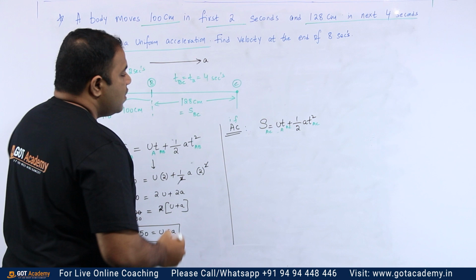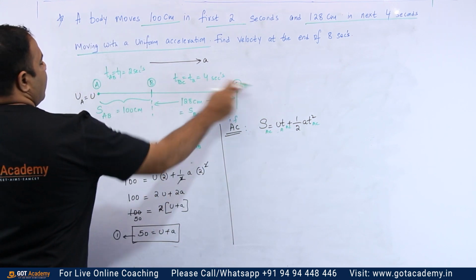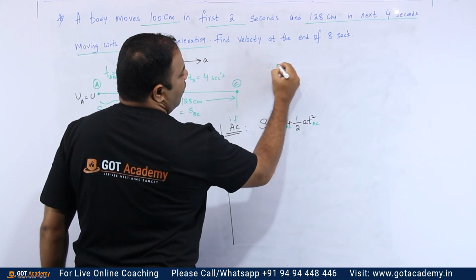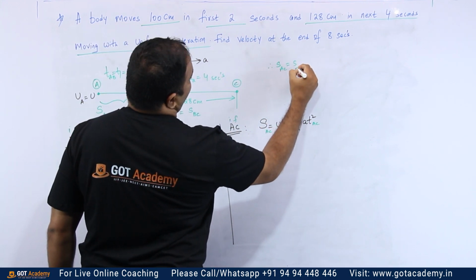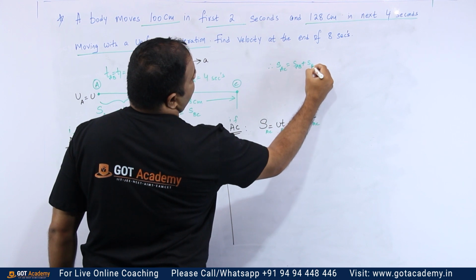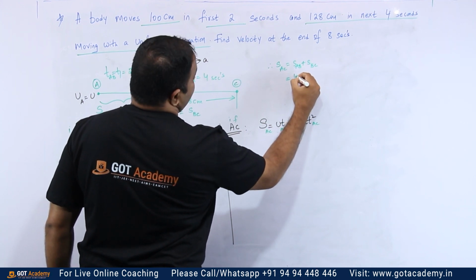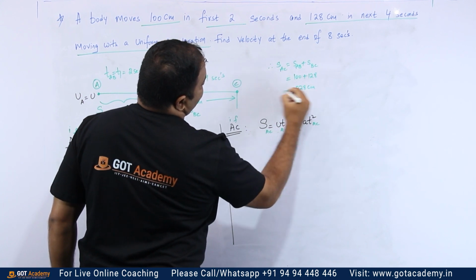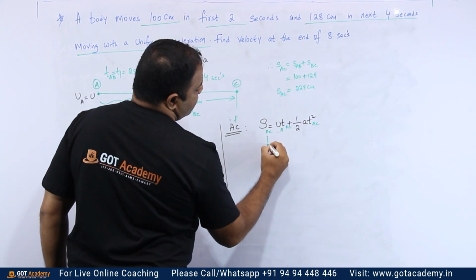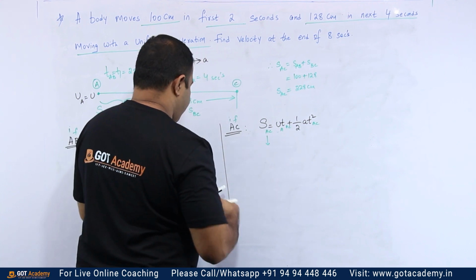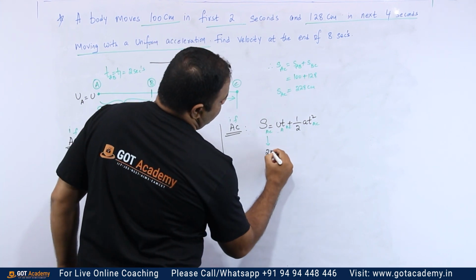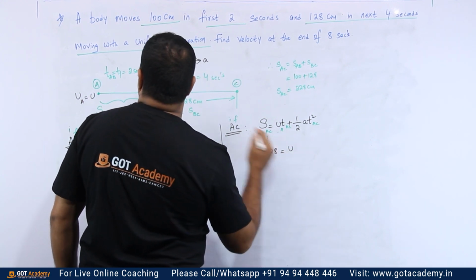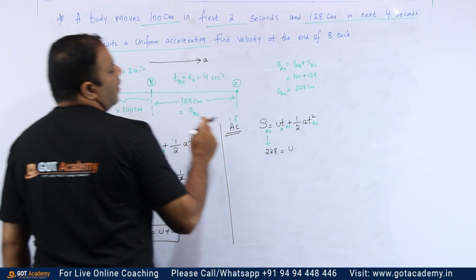Now, what is the distance from A to C? Just look at the figure. From A to B it is 100 and B to C it is 128. So therefore, the distance from A to C is nothing but the distance from A to B as well as the distance from B to C. So this is 100 and this is 128, which is equal to 228 centimeters. So here this distance is 228 centimeters. At point A it is u, and from point A to C, observe carefully.